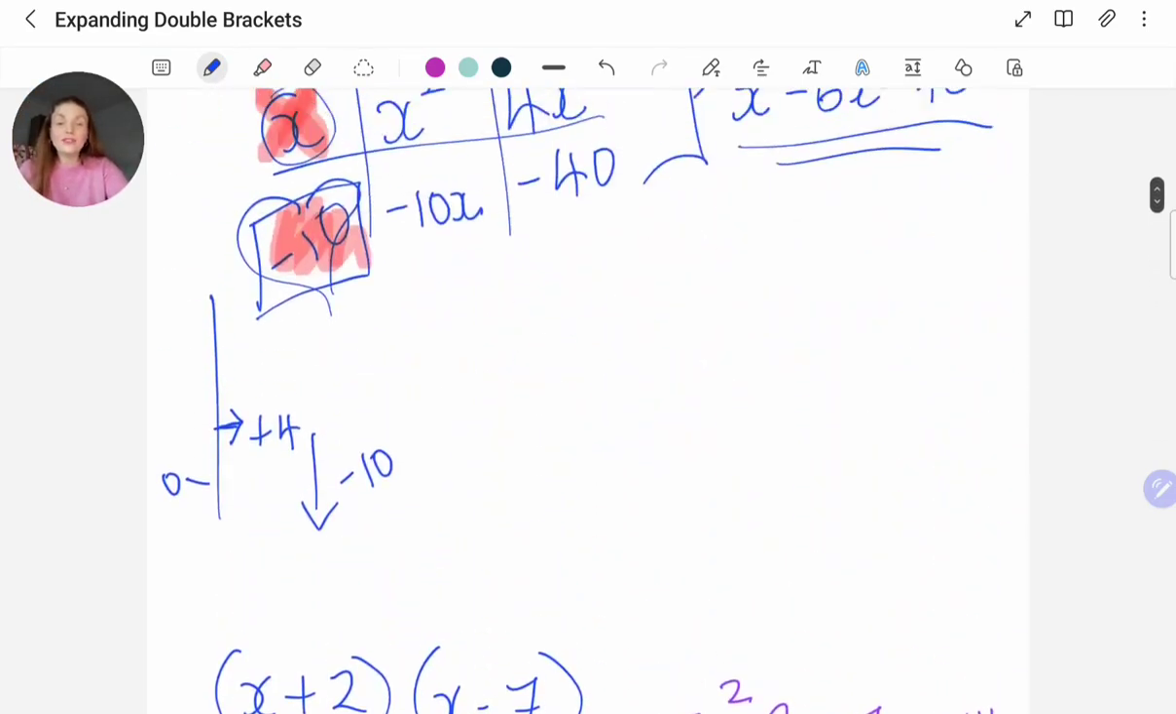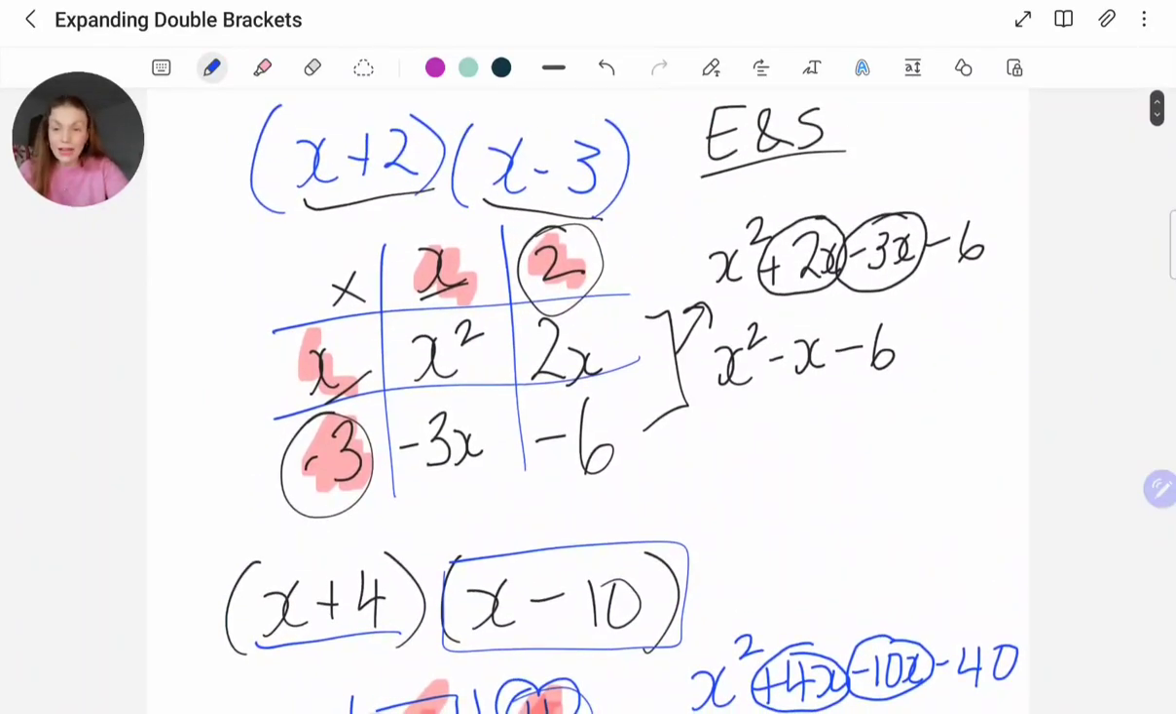So hopefully those few questions we did on expanding brackets make sense. Remember, replay the video as many times as you need in order to try and understand the grid. If you find an alternative method works for you, that's fantastic. Personally, I have loved the grid, and so have the kids which I have taught. So hopefully you love it as much as I do.